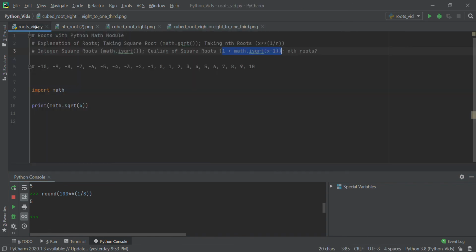Okay, well, that's it for today's video on roots. Thanks very much for sticking with us as we went through the explanation of the roots, the taking the square root, the nth roots, the integer square roots, ceiling of square roots, and the integer ceiling of the nth roots, sprinkled in a little bit of the complex number stuff.